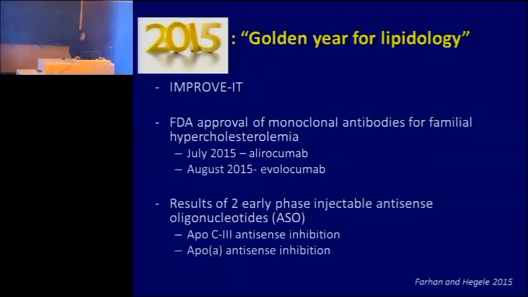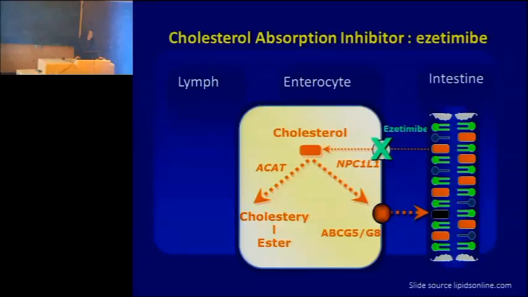So let's talk about ezetimibe. Ezetimibe is the focus of the IMPROVE-IT study. And what is ezetimibe? Ezetimibe is an intestinal cholesterol absorption inhibitor. It inhibits the enzyme NPC1L1, which is the rate-limiting enzyme in the brush border of the enterocyte. Inhibiting this inhibits endogenous as well as exogenous cholesterol absorption.